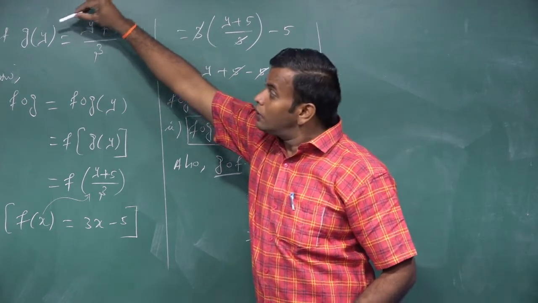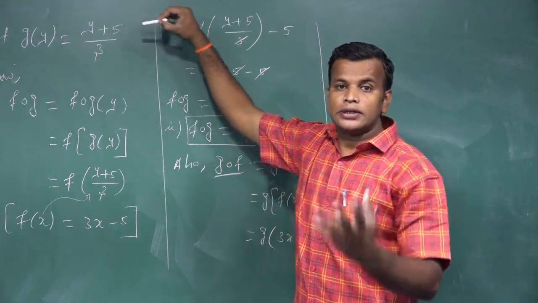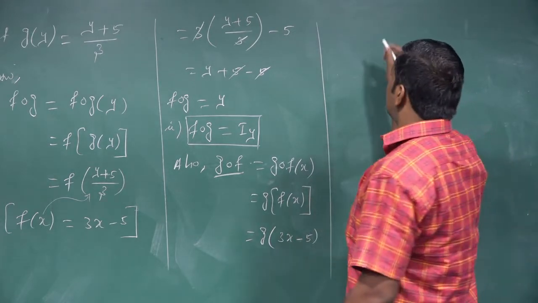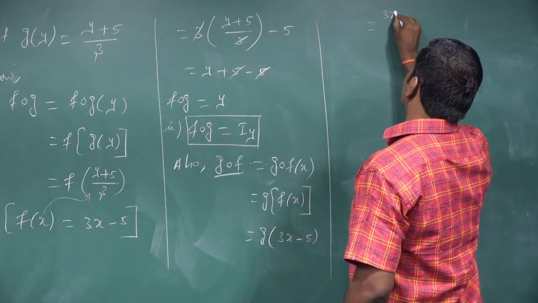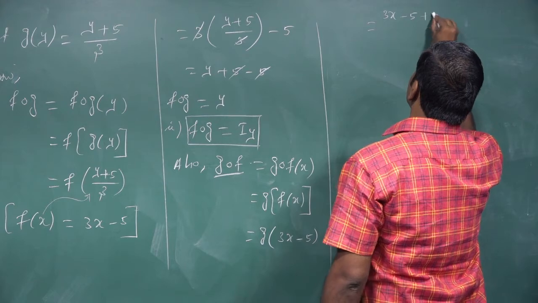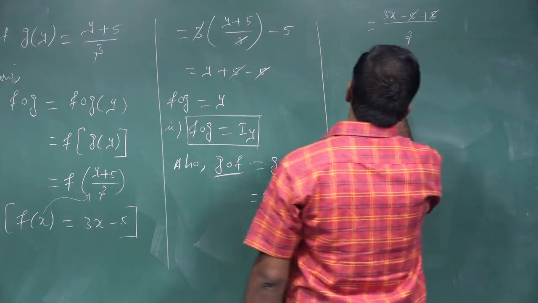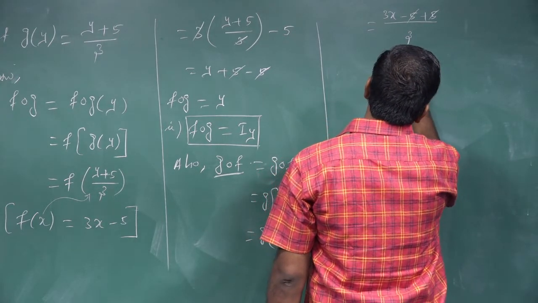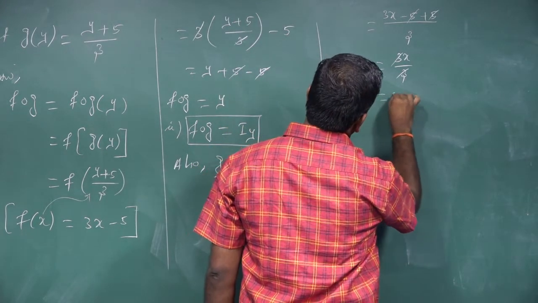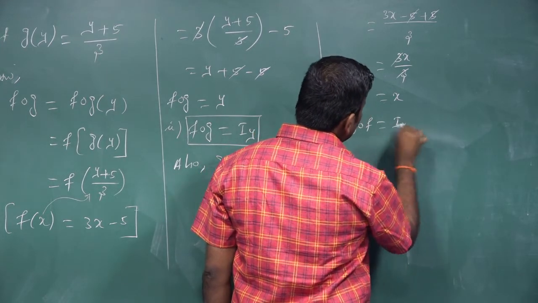So the bracketed variable is first of all added by 5, and the entire value is divided by 3. So in place of y, in our given sum, is 3x minus 5. First we write 3x minus 5, that term is added by 5, and the entire sum is divided by 3. So minus 5 plus 5 is cancelled. 3x by 3, so 3 is also cancelled. So g dot f, that value is x. That is, g dot f is I x.